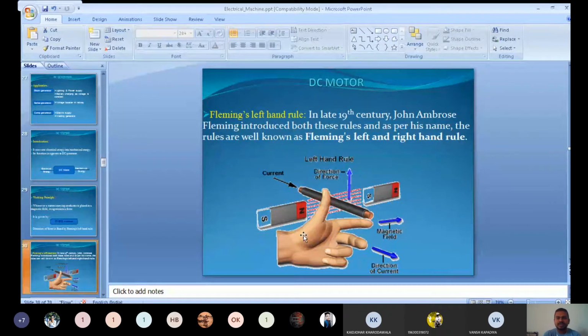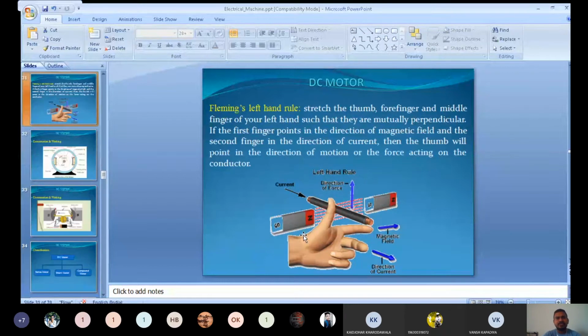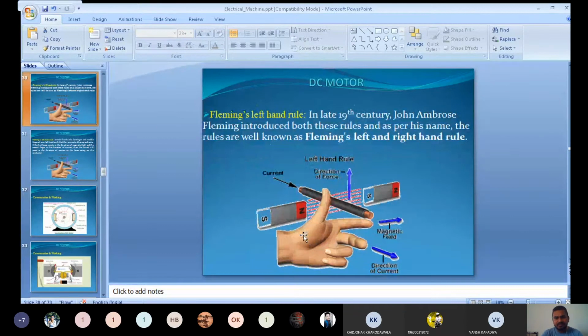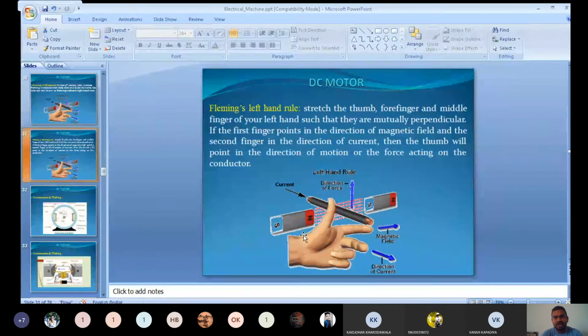Okay, now the statement of Fleming's left hand rule. Look at this figure of Fleming's left hand rule. The statement is: stretch out your thumb, first finger and second finger of your left hand.